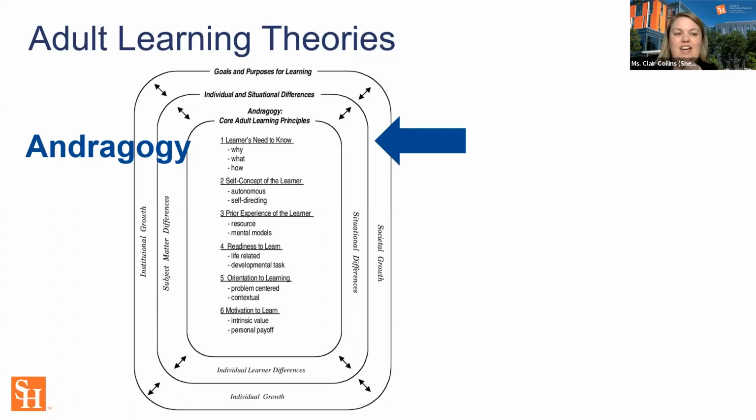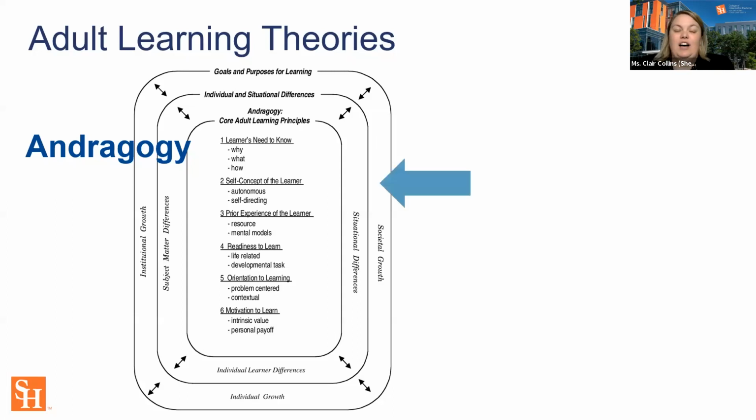So the first one is that learners need to know. They need to know, again, remember what, why, and how. That will keep coming up. That's going to be a big theme. What, why, and how. If you can explain to an adult learner what you're doing, why you're doing it, and then how to do it, you will have a very happy adult learner.